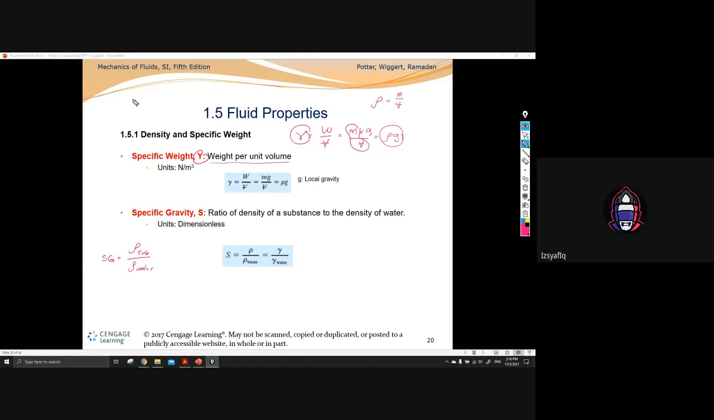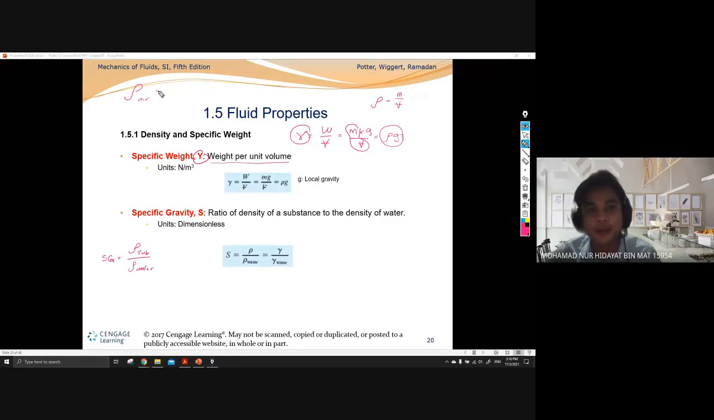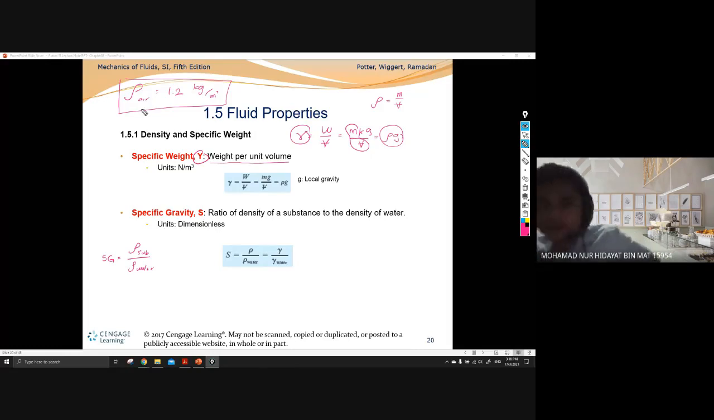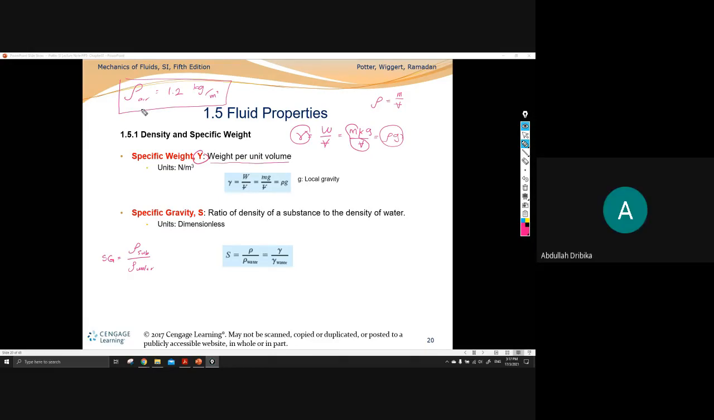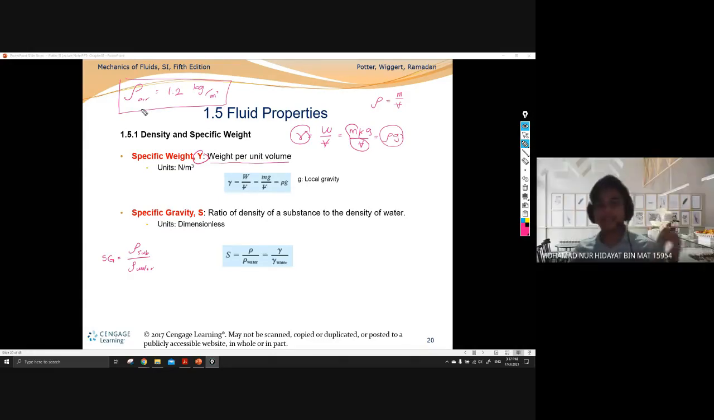The density of air is 1.2. What is the density of water? 1000. Yes, the density of water, standard 1000, please remember. Normally it is not given in the exam, but you must know. This is general knowledge.